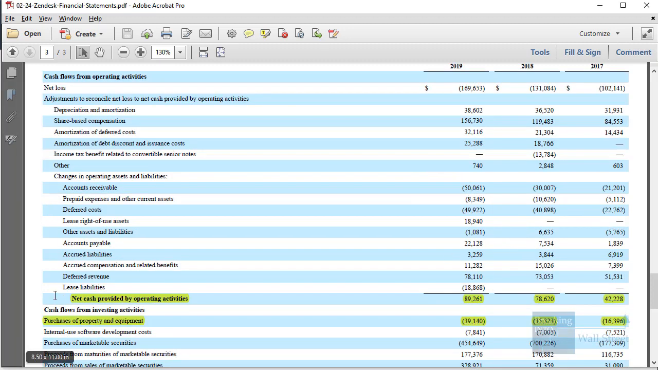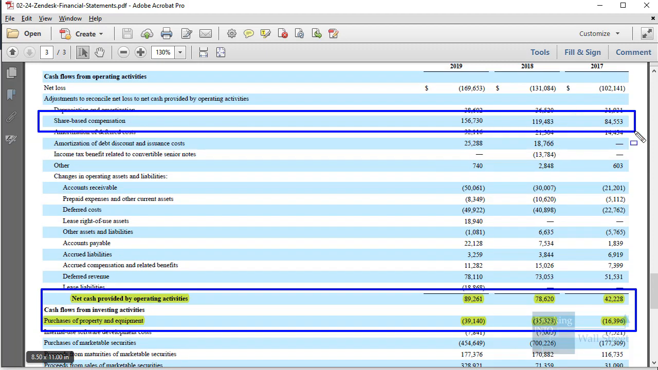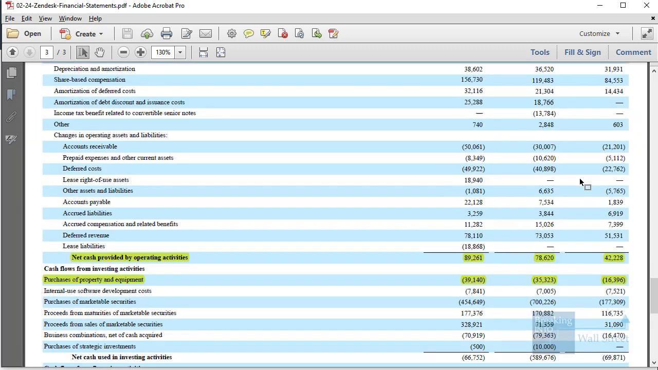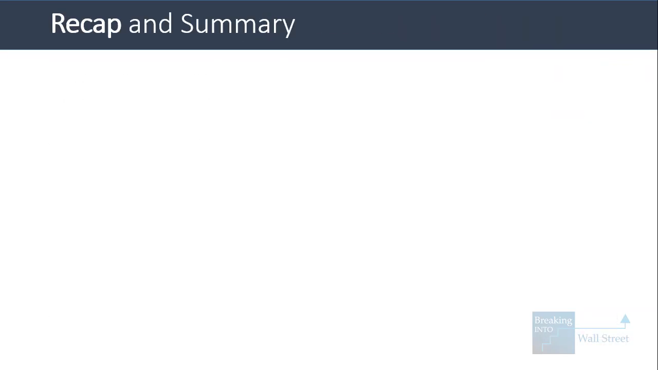The point is that with free cash flow, you really have to dig into the numbers and see why they're changing the way they are before you can make definitive statements about the company. We're at the end now, so let's do a recap and summary.